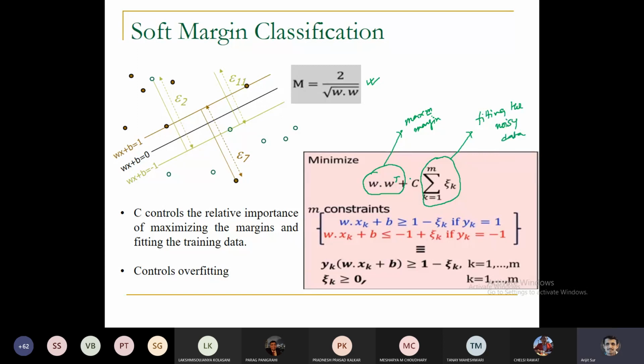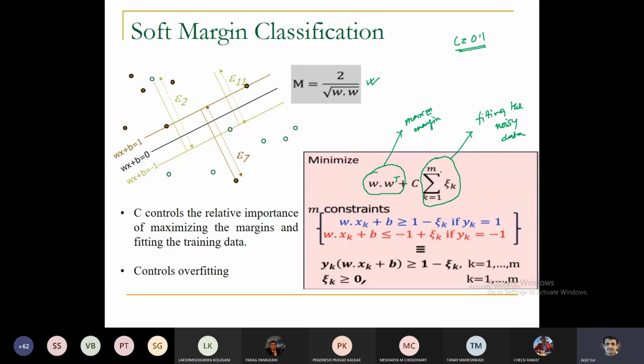So this C is basically a control variable that decides how much slackness we can give. So this is a kind of prioritization. Let's say this C is 0.1, so the slackness is very less. So this way we can control overfitting also.